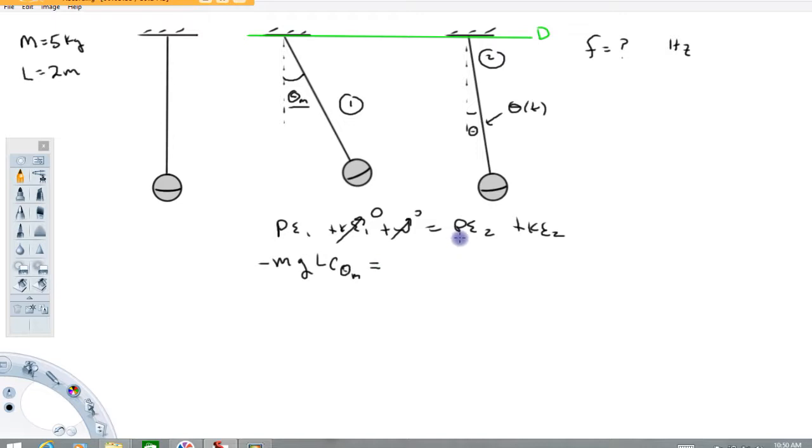Equals. All right, position 2. My potential energy term is going to be hinged on this distance right here. And again, from this triangle, that vertical distance is adjacent to theta.